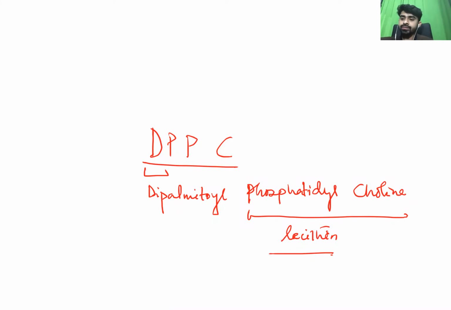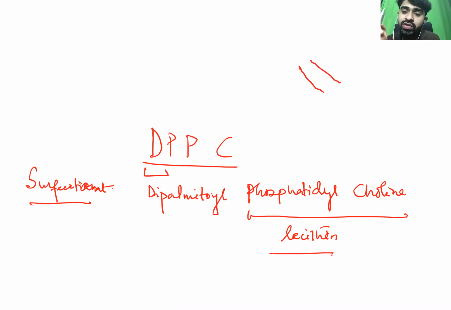Clear everyone? Yes or no? The next question will come to you directly. What are the parts in my respiratory passage which can produce surfactant? Then the answer will be, sir, my exchange zone can produce surfactant. Next question, what are the exchange zones?